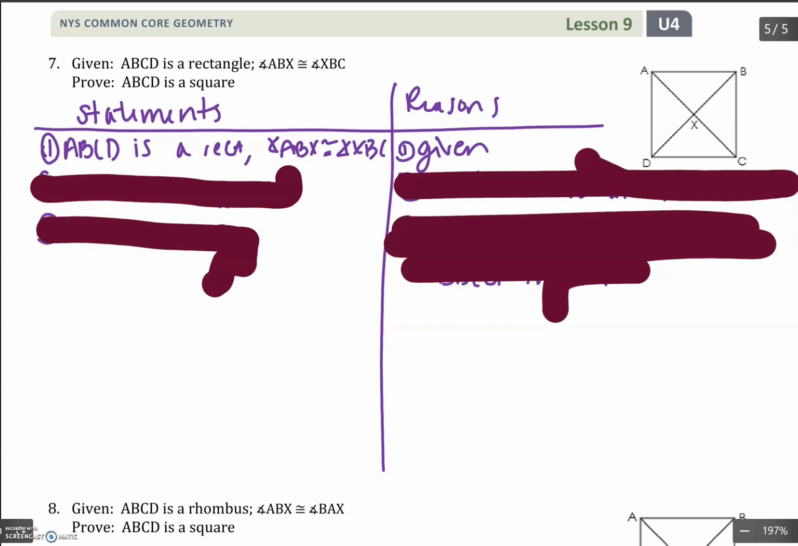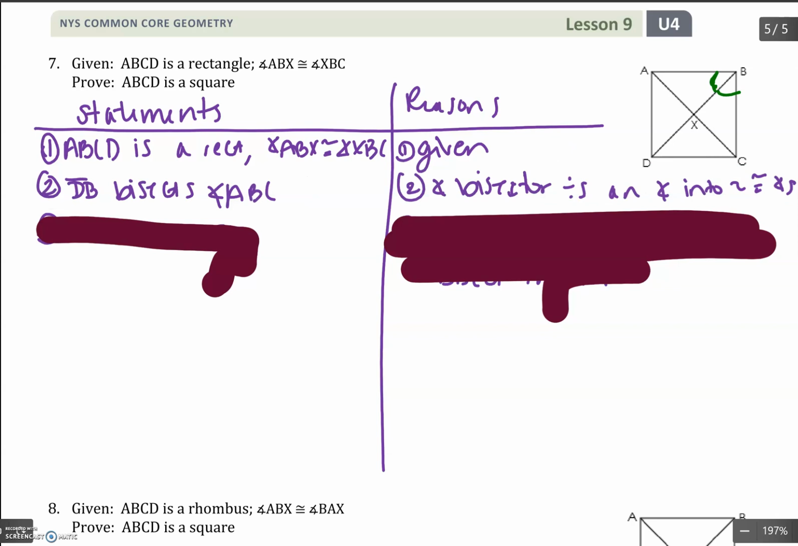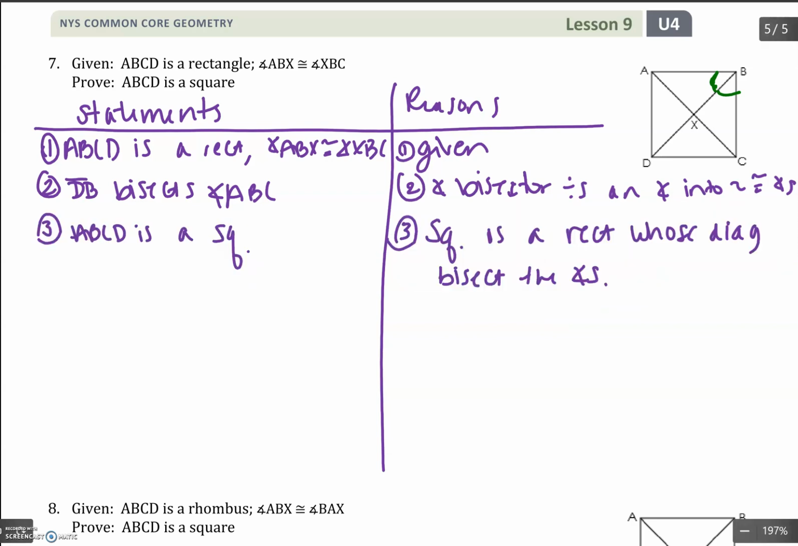So we are told that angle ABX is congruent to angle XBC. That means that there's been a bisect happening here. It means that DB is bisecting angle ABC because an angle bisector divides an angle into two congruent angles. That doesn't normally happen in a rectangle. That's a rhombus property. So if I have a rhombus property in a rectangle, that means I'm dealing with something that's not just a rectangle, but it's also a rhombus, and that's called a square. A square is a rectangle with this rhombus property, the diagonals that bisect the angles.